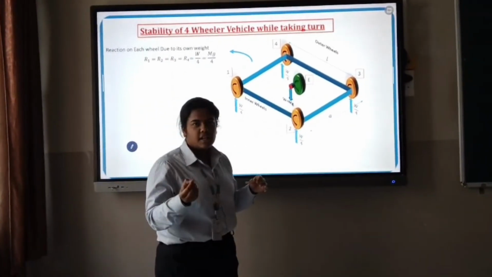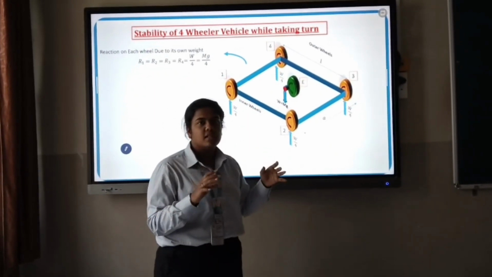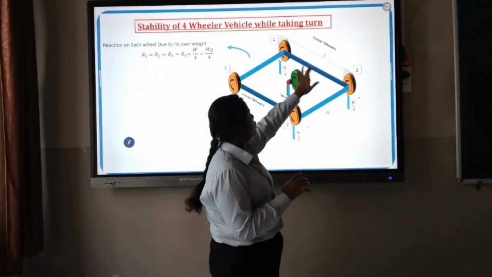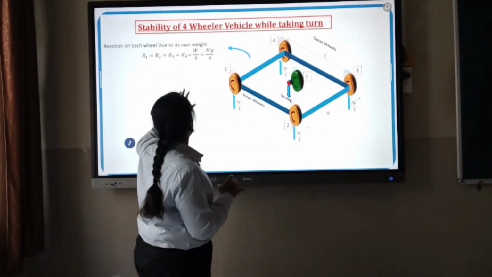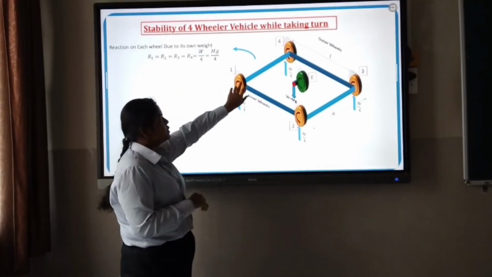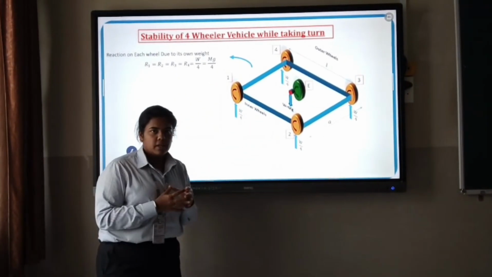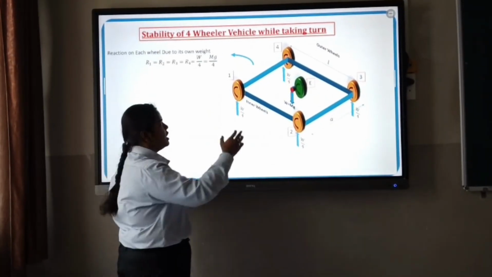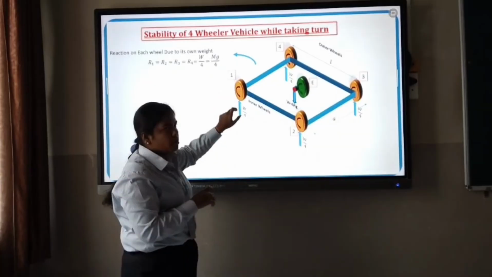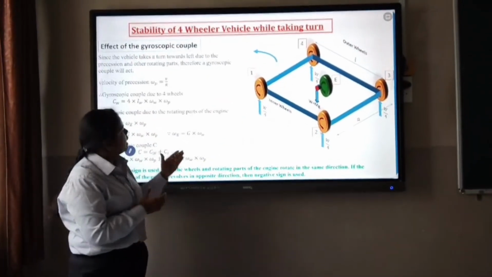Here is the load consideration. The vehicle has mass M, which is equally distributed over the four wheels. Then the equation becomes R1 equals R2 equals R3 equals R4 equals mg by 4, in which the whole weight of the vehicle is equally distributed over the four wheels, that is mg divided by 4. Then the effect of gyroscopic couple.